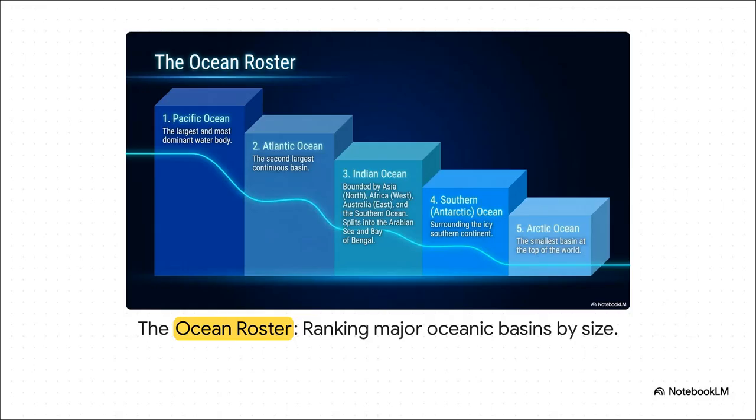Now let's rank the ocean roster, the 5 major oceanic basins by size. We start with the Pacific Ocean, which is by far the largest and most dominant water body on Earth. Next up is the Atlantic Ocean, the second largest continuous basin. Third is the Indian Ocean, and what's unique here are its boundaries: Asia to the north, Africa to the west, Australia to the east, and the Southern Ocean below. It actually splits into the Arabian Sea and the Bay of Bengal. Finally, rounding out the roster, we have the Southern or Antarctic Oceans surrounding the icy South and the Arctic Ocean, which is the smallest basin sitting way up at the top of the world.